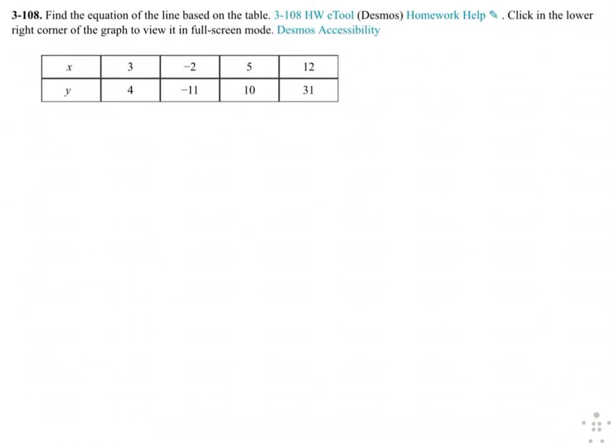Okay, for 108, they want us to find the equation of the line, so they give us all these points. First things first, we need to find the slope, right? So the slope is y2 minus y1 over x2 minus x1. Now you can pick any points you want. I'm going to pick two positive points. I'm going to pick these so that I don't make a mistake with negatives.